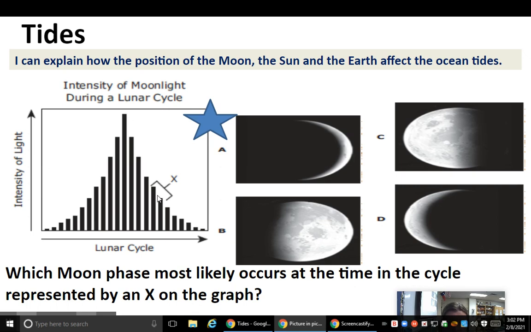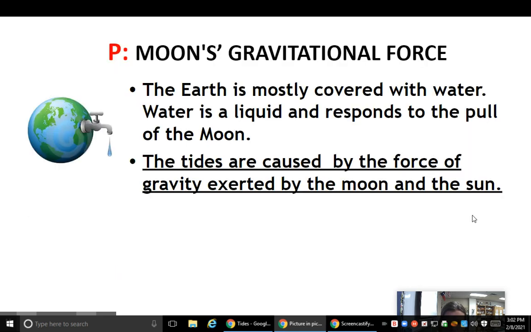So, about halfway down, you would say you are a third quarter. So, you're losing light on the right. So, C would be a third quarter where you're losing the light on the right hand side.